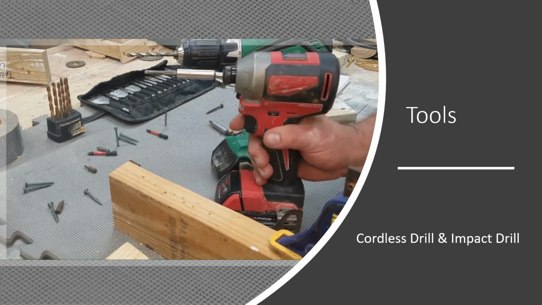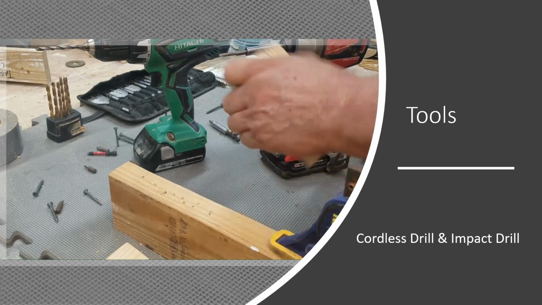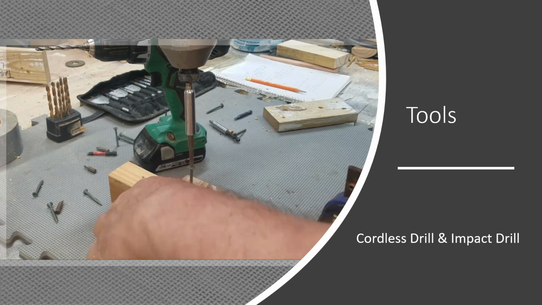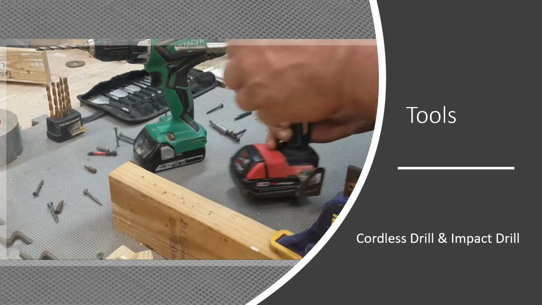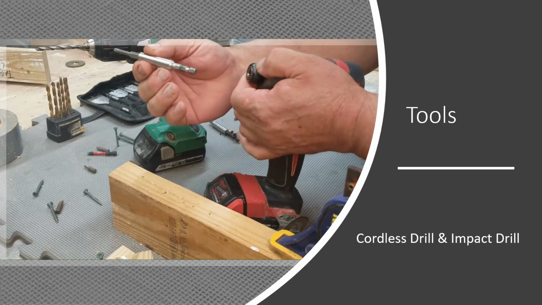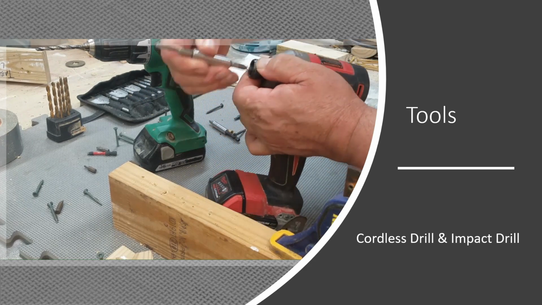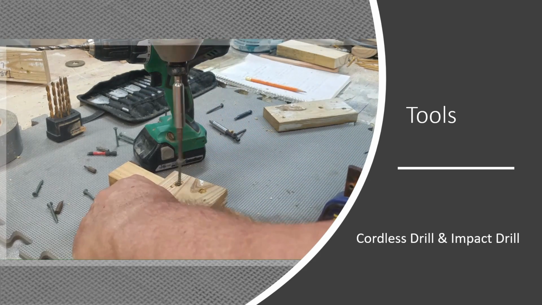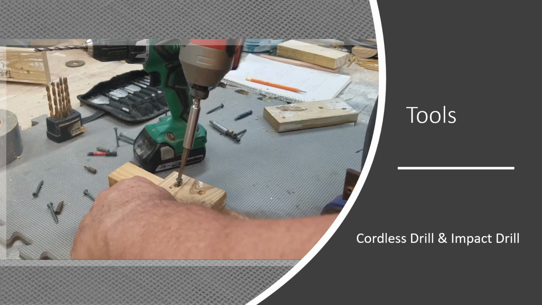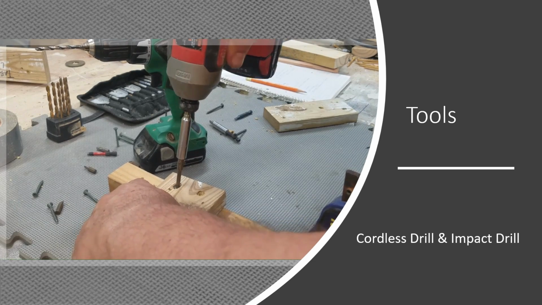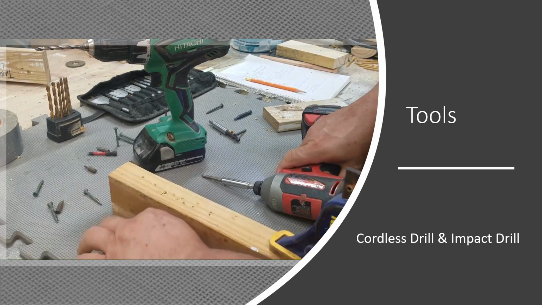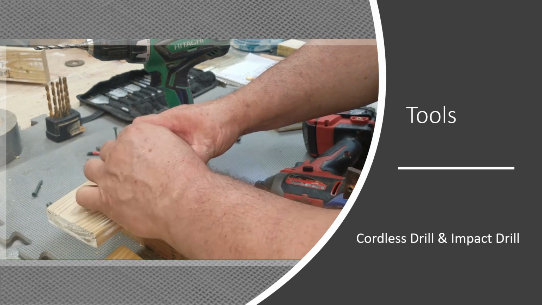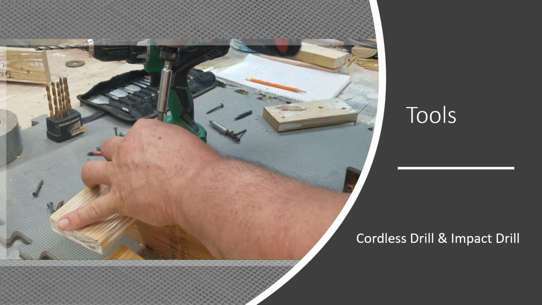But this tool is better than the cordless drill. This is called an impact drill, made for running screws. It doesn't have a chuck on it. It's got a quick release. You just pull this out, insert your tip, it's ready to go. And it's got a lot more torque to it. It'll run a screw very fast, and it'll pull it up very tight quickly.